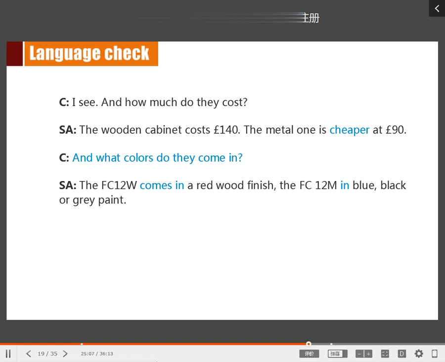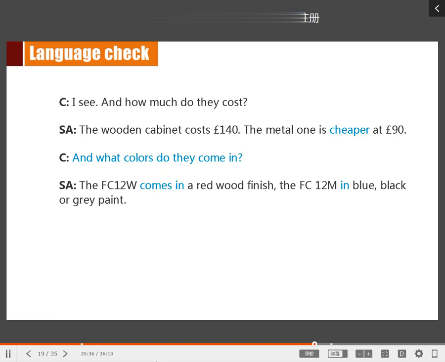Now here, let's take a look at this part of the phone conversation. Let's listen and read, and focus on the parts that are in blue. Here we go. I see. And how much do they cost? The wooden cabinet costs £140. The metal one is cheaper at £90. And what colours do they come in? The FC12W comes in a red wood finish. The FC12M in blue, black or grey paint.